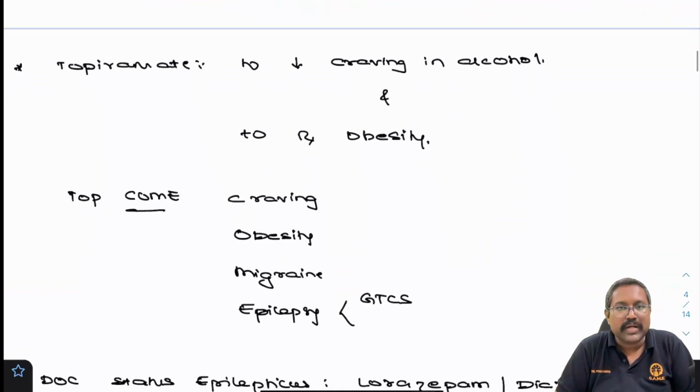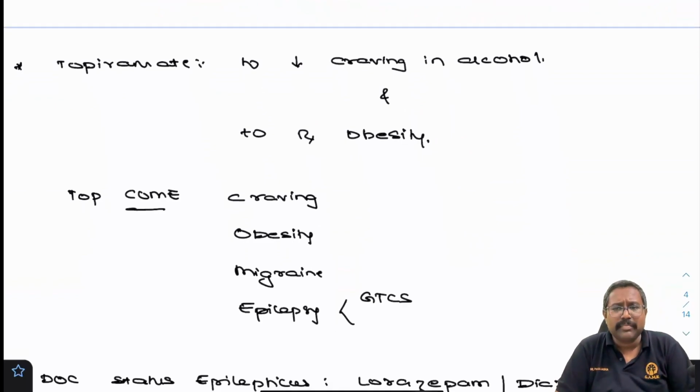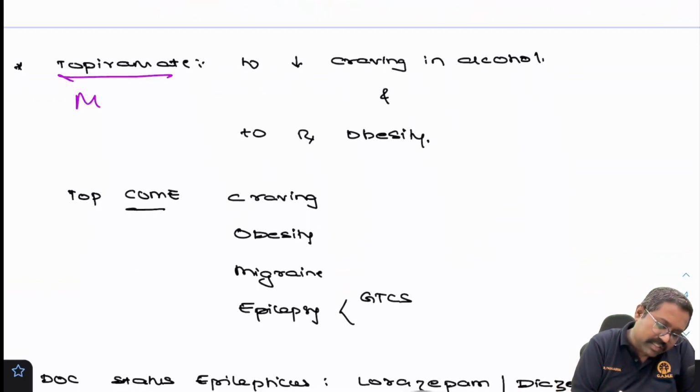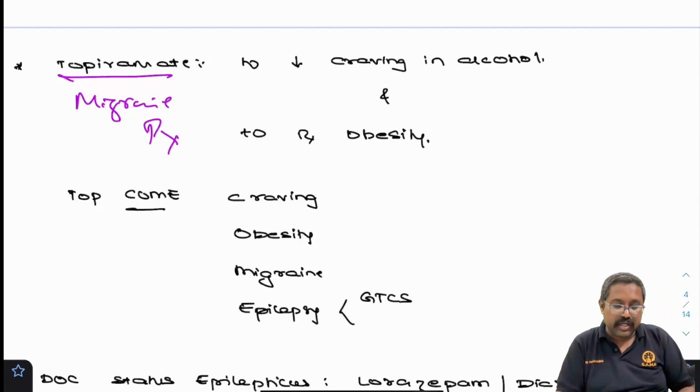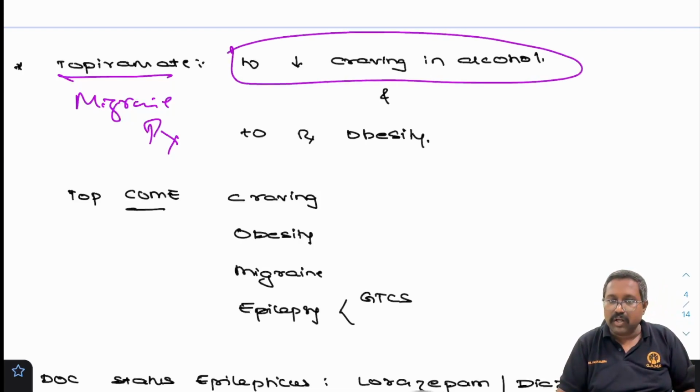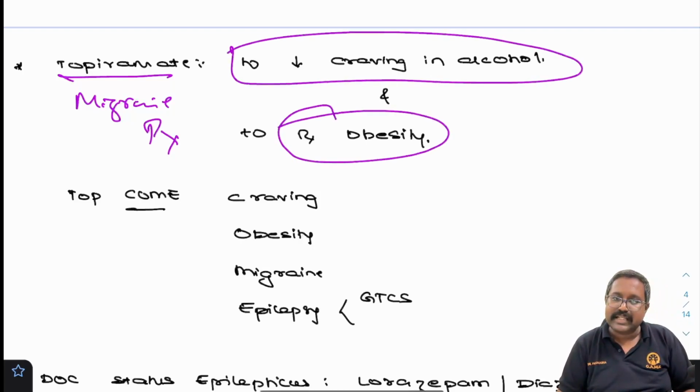So what is topiramate? Topiramate is an anti-epileptic agent, a newer anti-epileptic agent. They are also used in the treatment of migraine prophylaxis, and also for reducing the craving in alcohol and also to treat obesity.